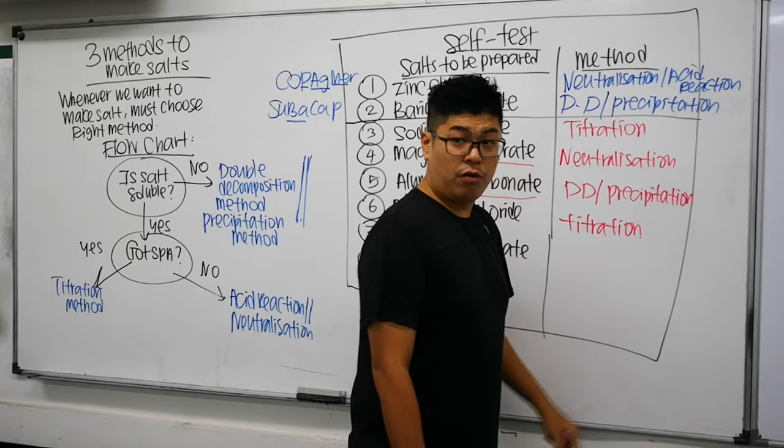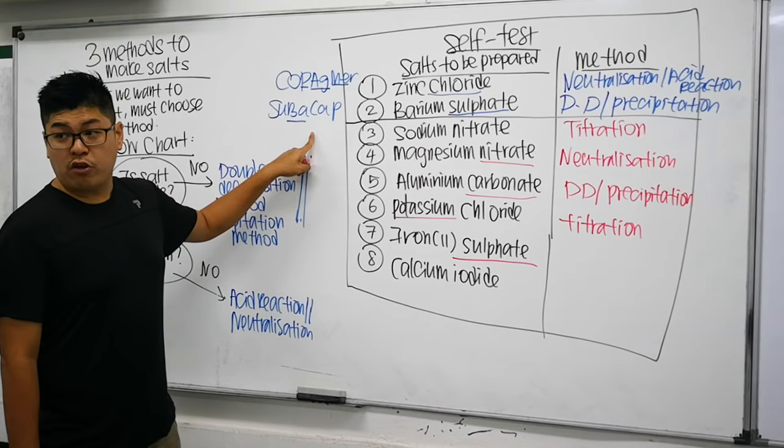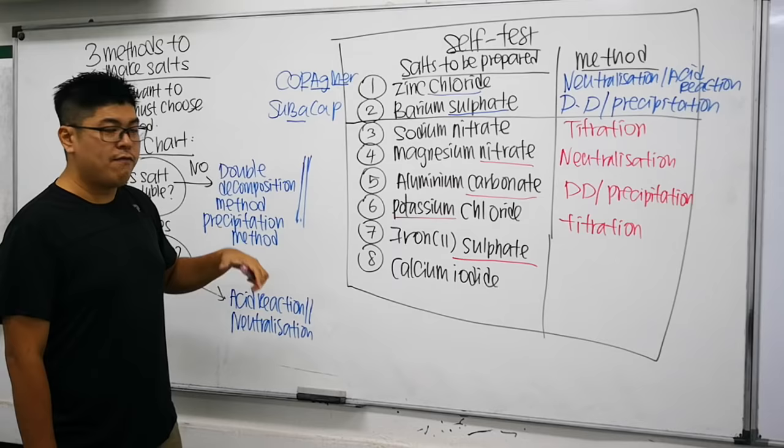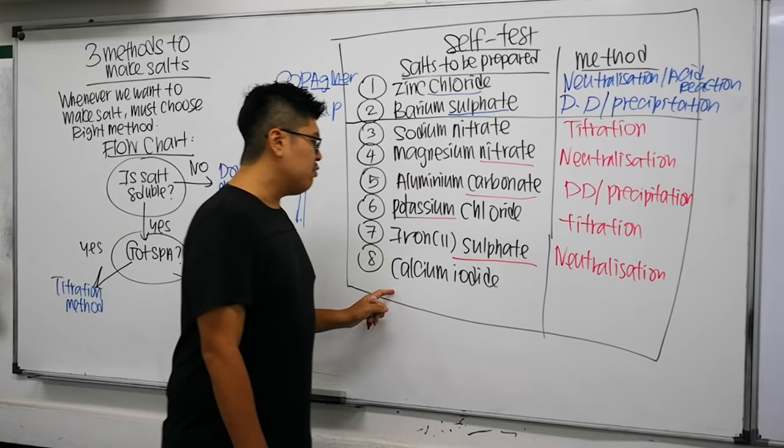Okay, all good. Second last, iron 2 sulfate. Look at sulfate. Think about sulfate, think subacarb. So iron is not in the list of subacarb, therefore soluble. Okay? So when you are soluble, the second question, you have no spar, you have no sodium, no potassium, no ammonium. Therefore, neutralization.